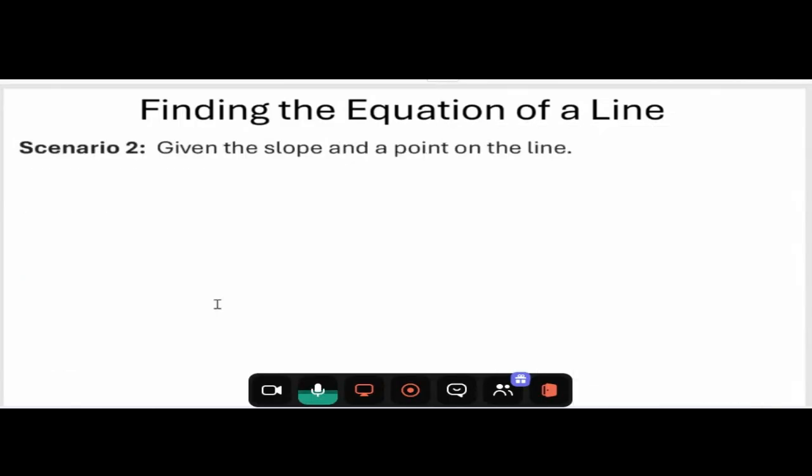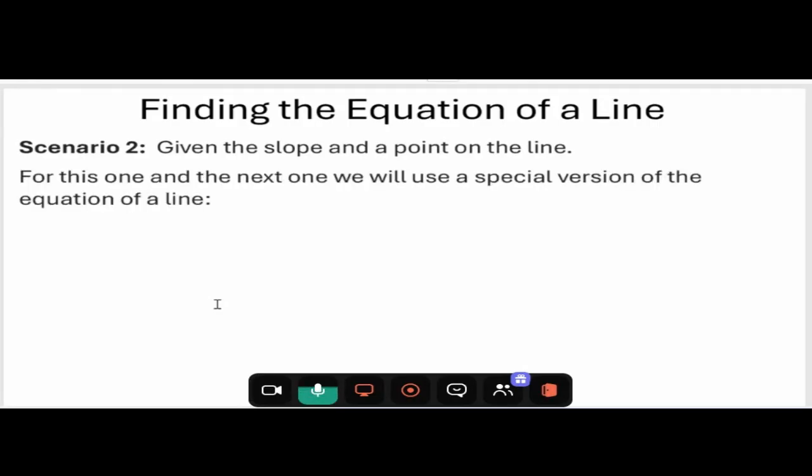All right, this is going to step up in difficulty a little here now. So now instead of just being given the slope and the y-intercept, instead they're going to give us the slope and a point on the line. And there is several ways to do this, one of which is quite a bit longer and causes a lot more confusion. So I'm going to go straight to the simplest way to do this, and that is to use a special version of the equation of a line.